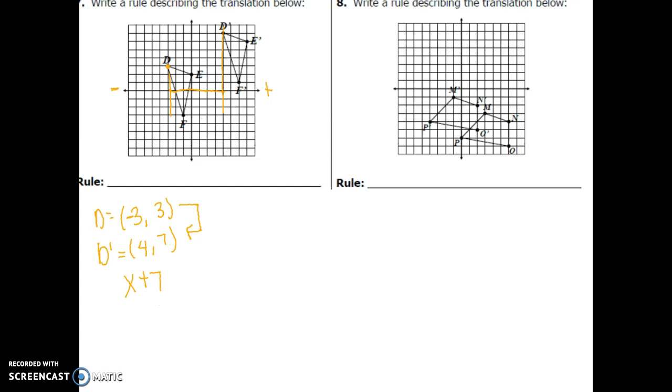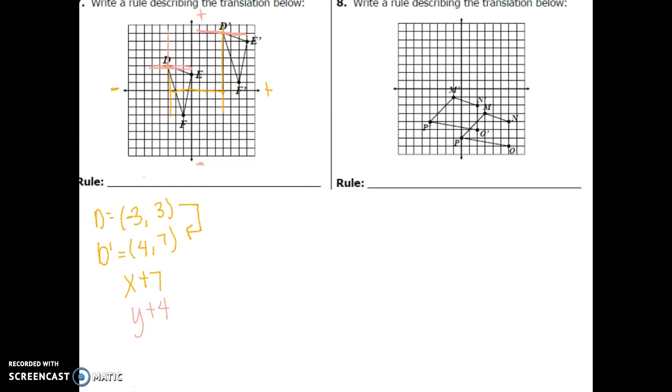For my Y, let me do that in another color. For my Y, we started off here, and now we ended up over there. So I'm going to count how many I went from here to there: 1, 2, 3, 4. So I went 4, and this is my positive direction. This is my negative direction for my Y. Therefore, in my Y coordinate, I went up 4.